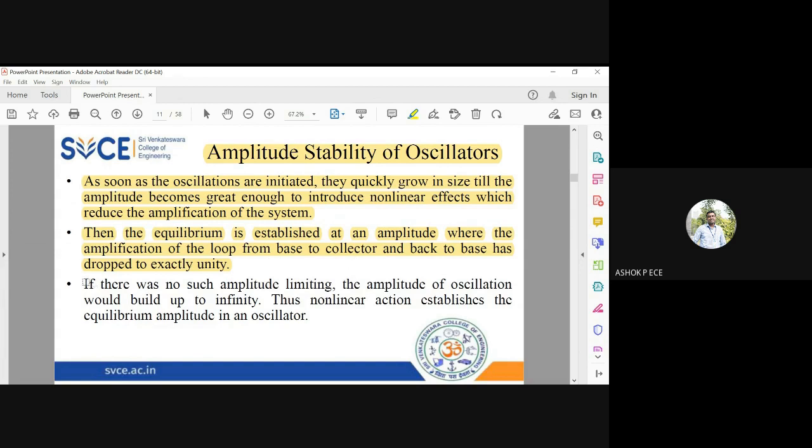So if there is no such limiting, if the BJT has not limited the amplitude of your growing noise signal, then it will go towards infinity and it will destroy your circuit completely. Since there is an inbuilt mechanism in bipolar junction transistors to limit the growing oscillations, this is going to be useful for us when we are going to have sustained oscillations coming out of your system.